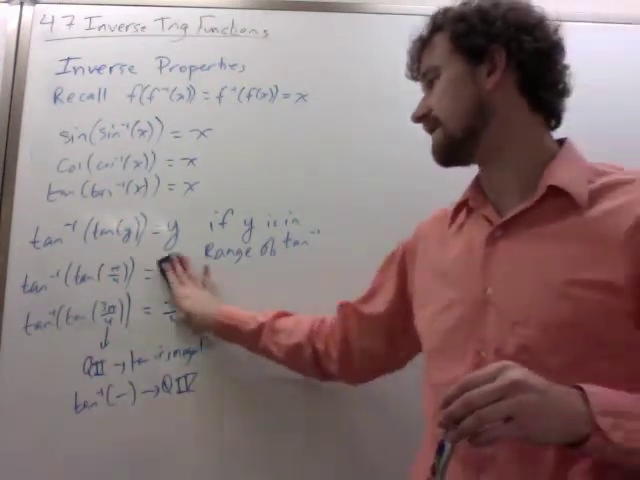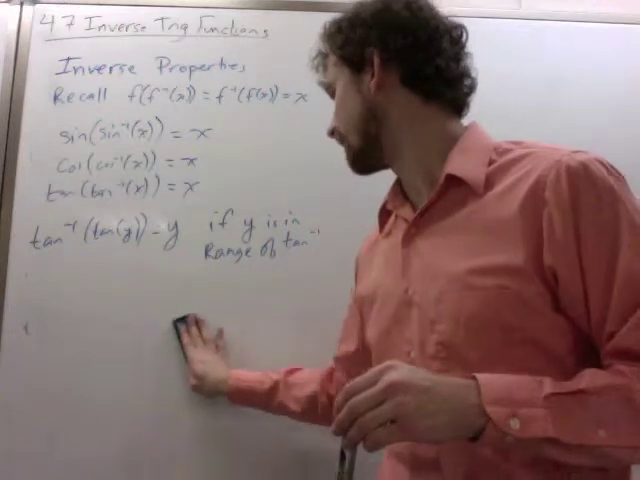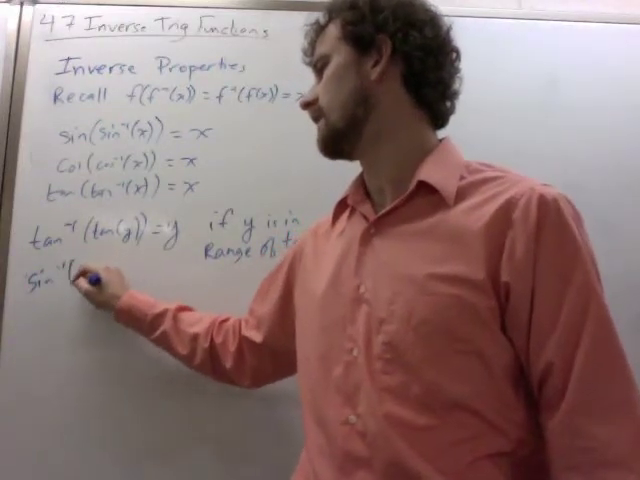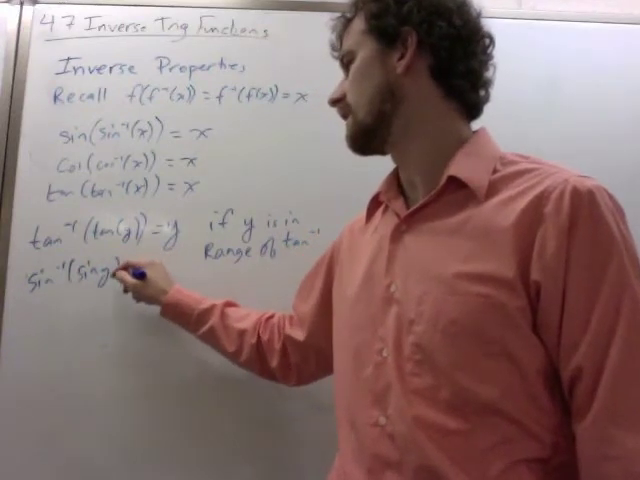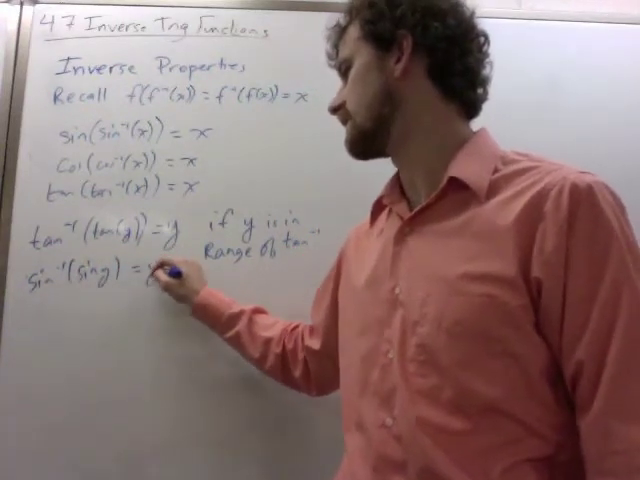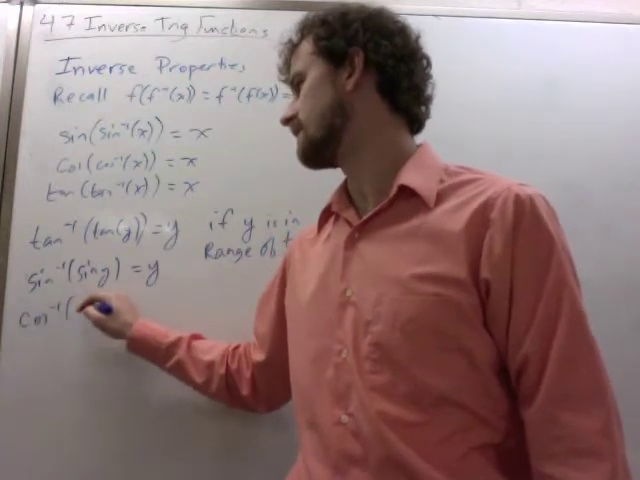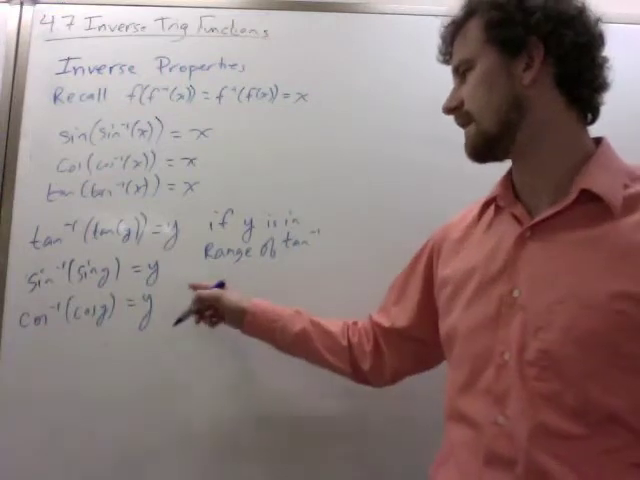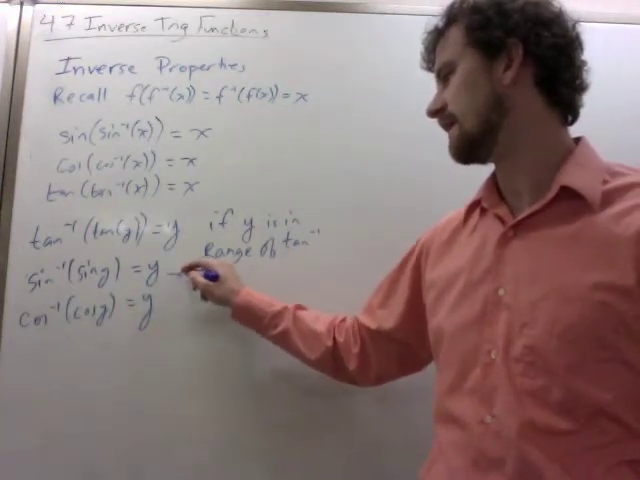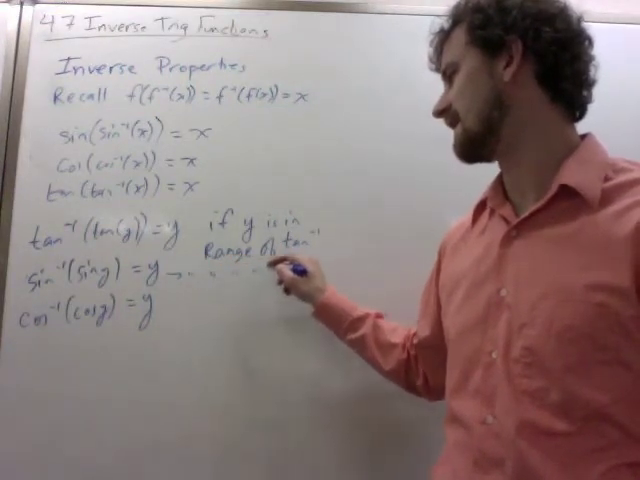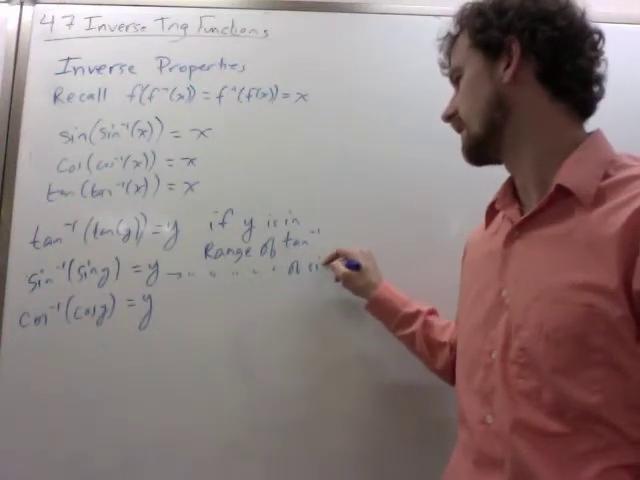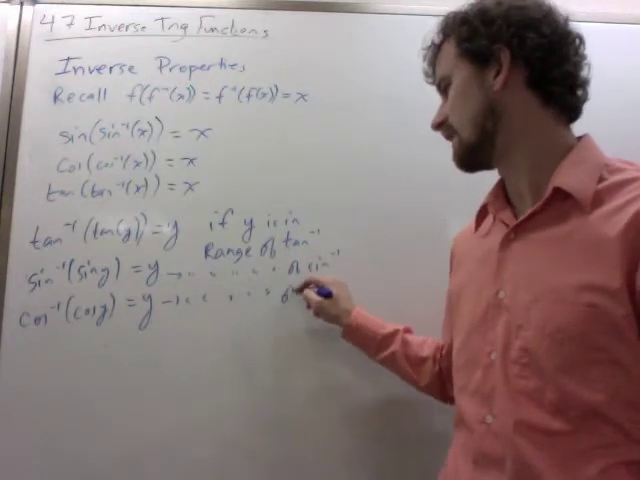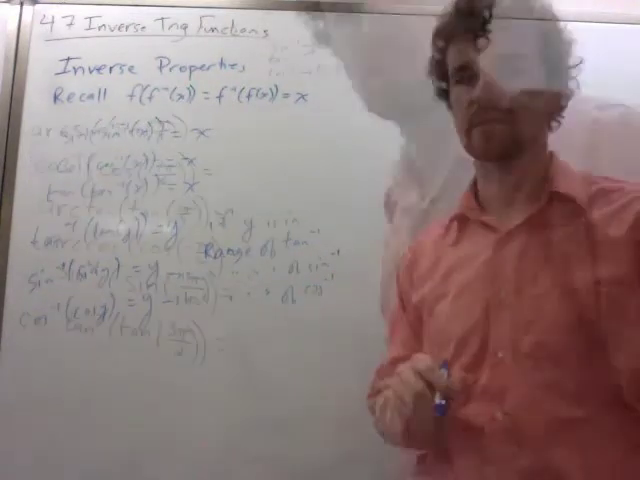Now, inverse tangent of the tangent of y is equal to y if y is in the range of tangent. The same is true of our sine and cosine functions. Inverse sine of the sine of y equals y if y is in the range of inverse sine, and inverse cosine of the cosine of y equals y if y is in the range of inverse cosine.